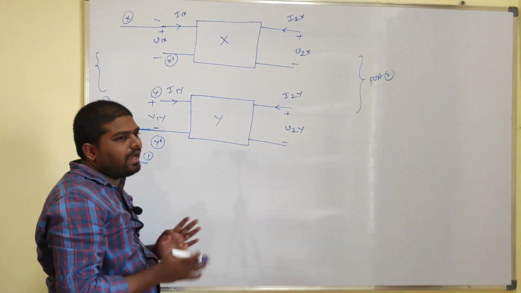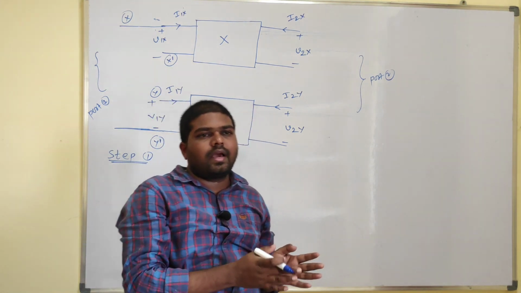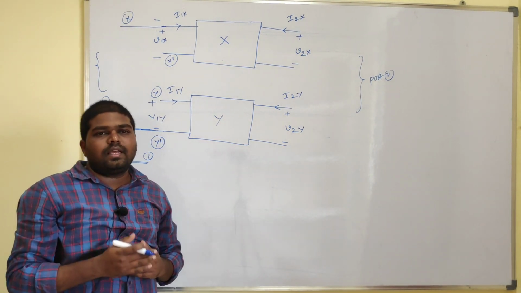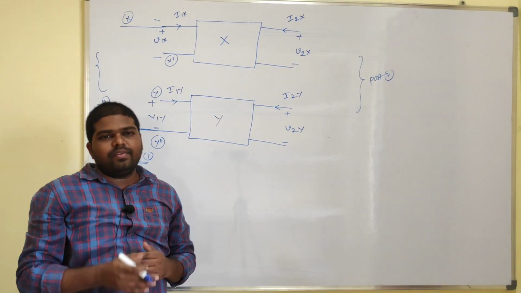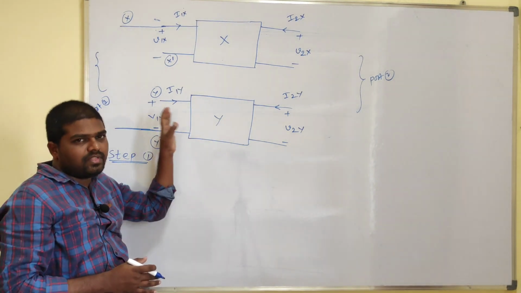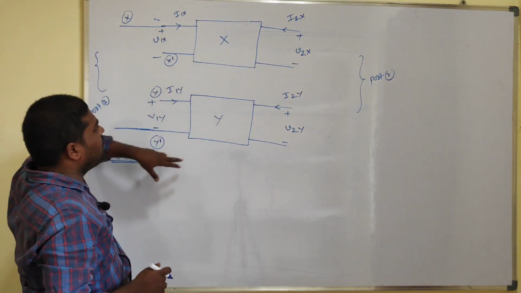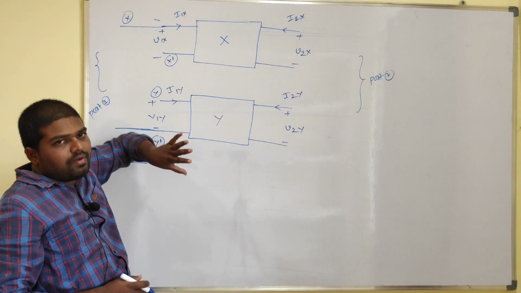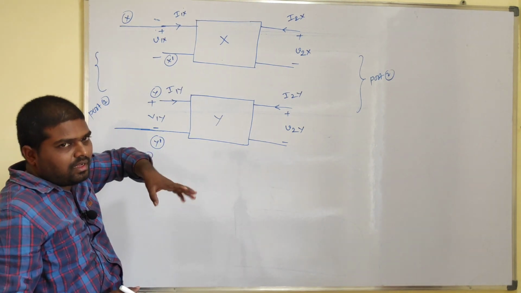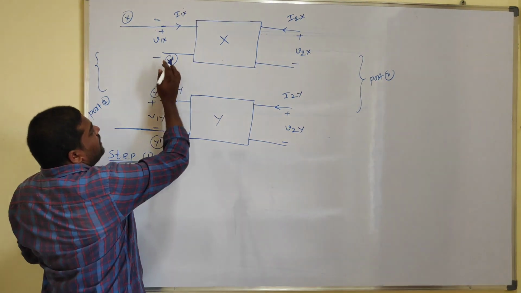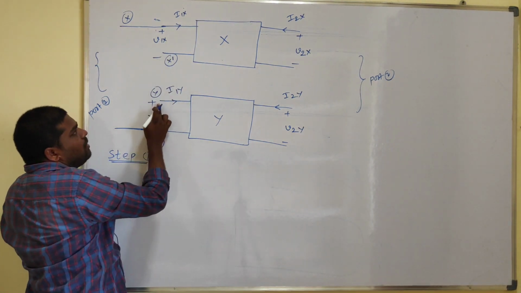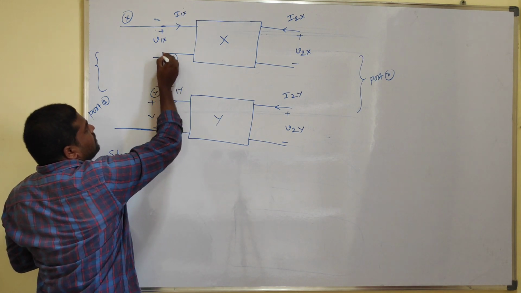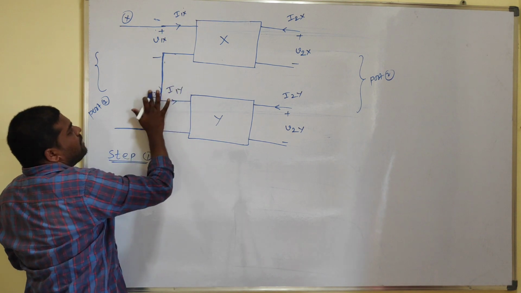Series connection means in the entire loop the current flow is the same. There is no current division at any of this path. If you consider this entire path, there is no current division. Such a configuration will make it a series connection. So for that I will connect this X dash terminal to the Y terminal. So now the connection is like this. You can remove these terminals.